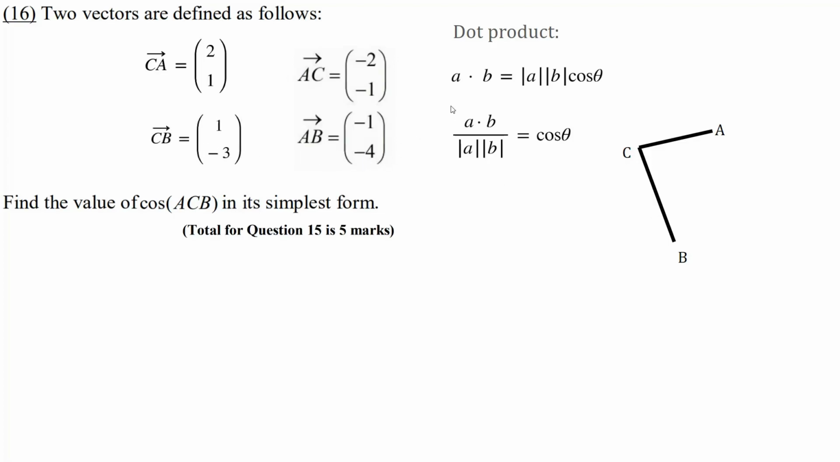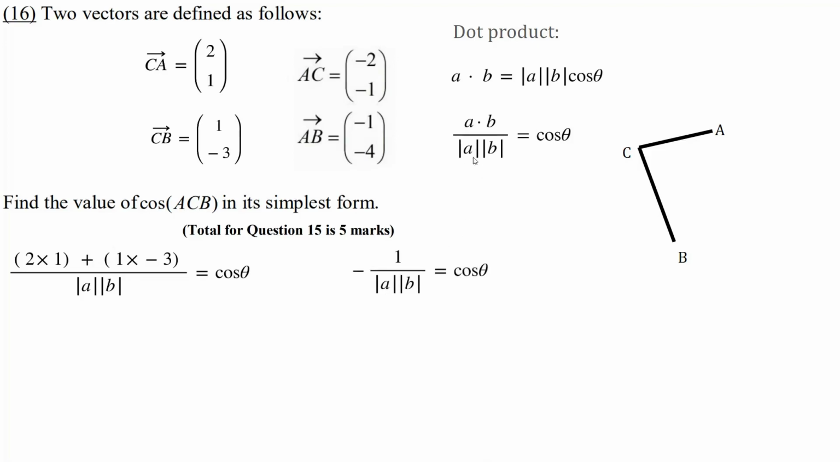Now, what A dot B is, we'll just focus on this top part here. It's this multiplied by this, add this multiplied by that. So that's where that comes from. This here multiplied by that, and this multiplied by that. So just do that there. It's 2 plus -3, so it's -1 over this, which equals cosine theta, or cosine ACB.